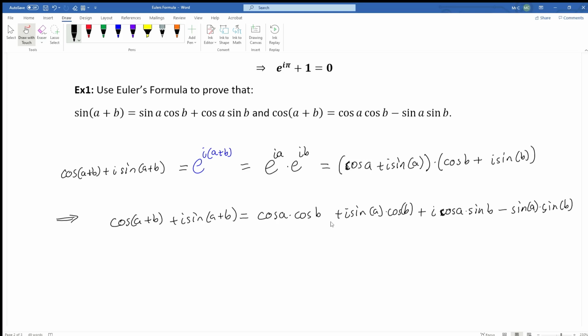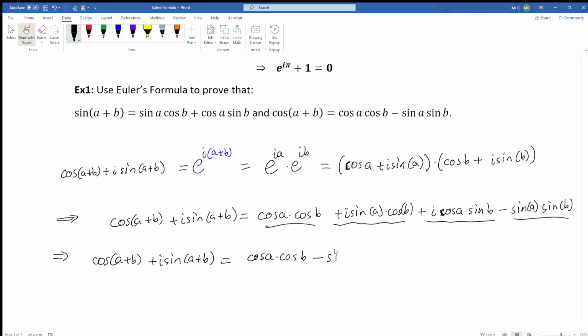Now, what I'm going to do is take my imaginary parts and group them together, and group my real parts here and here together. So I'll just rewrite the left-hand side for now. That's cosine of A plus B plus i sine of A plus B, which equals cosine of A times cosine of B minus sine of A times sine of B plus, and now I'll factor the i out of my two imaginary terms, and I get left with sine of A cosine of B plus cosine of A times sine of B.